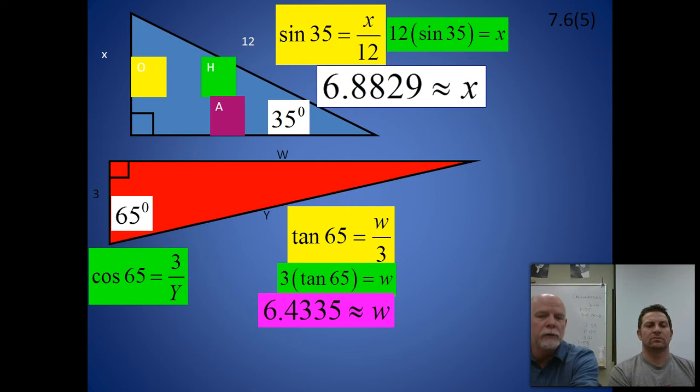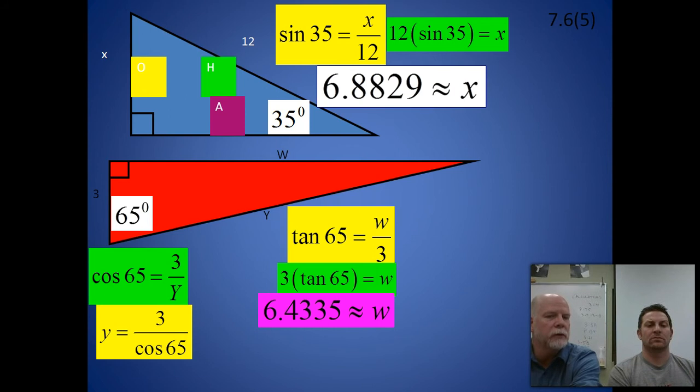Now notice that the variable is in the denominator. So you got to be careful here. This is the kind that switches. The Y and the cosine 65 switch places to get Y by itself. But now we're dividing by cosine 65. So again, you just have to be careful plugging that into your calculator. 3 divided by cosine 65.